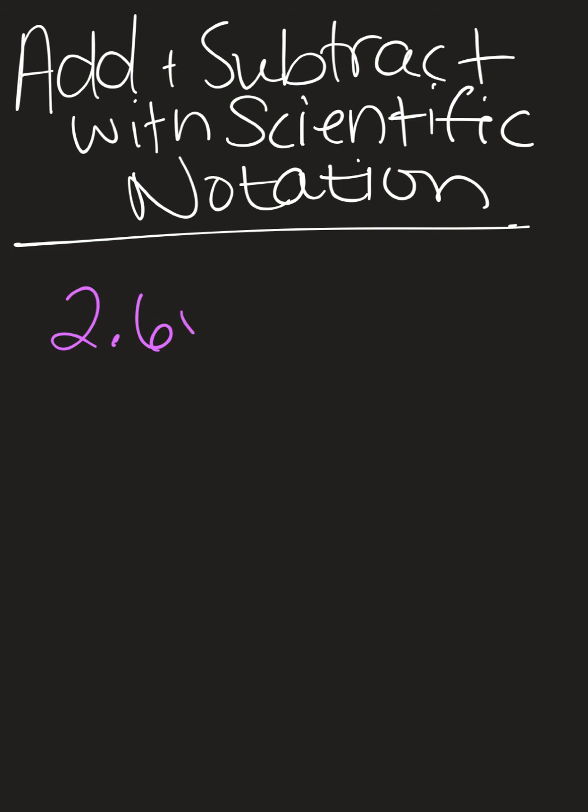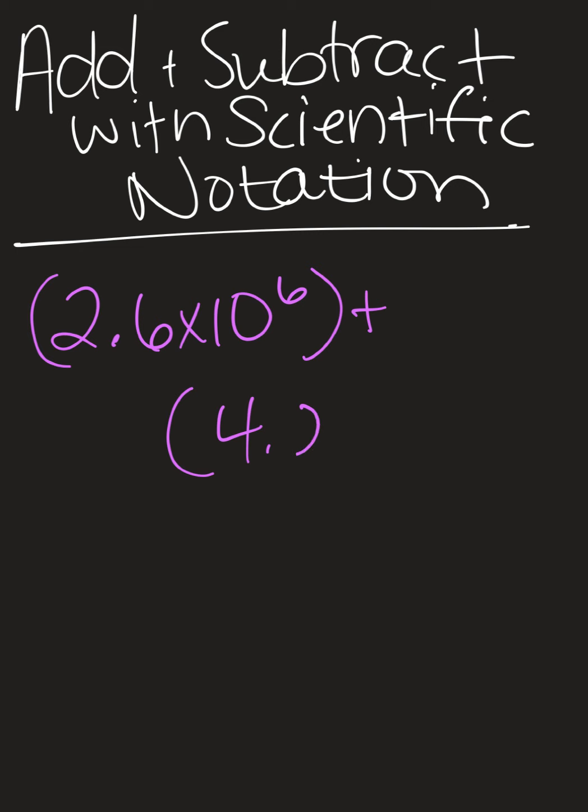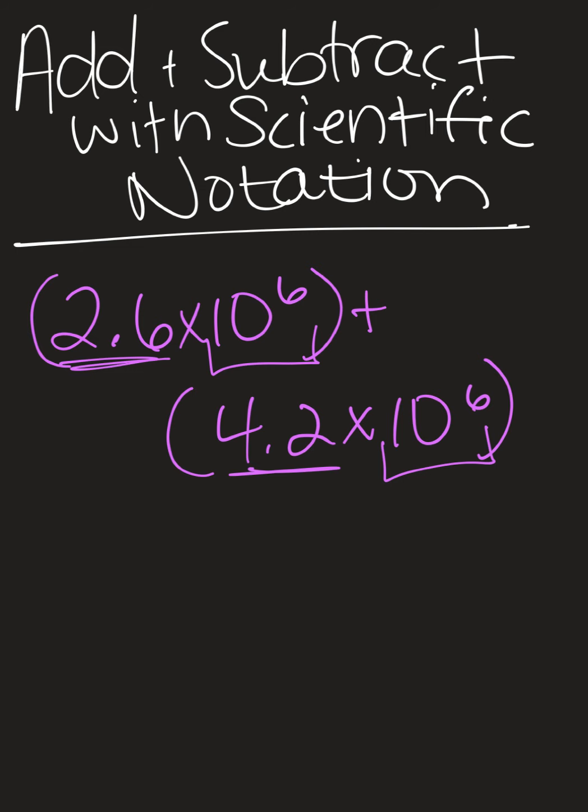2.6 times 10 to the power of 6 plus 4.2 times 10 to the power of 6. You'll notice that our decimals are both to the tenths place, and our base 10 have the same exponent of 6. Okay. Similar to adding and subtracting decimals, we do need to line up our decimals. But in order to have our decimal places be accurate, this exponent has to be the same. So in this first example, we have an exponent of 6 for both.